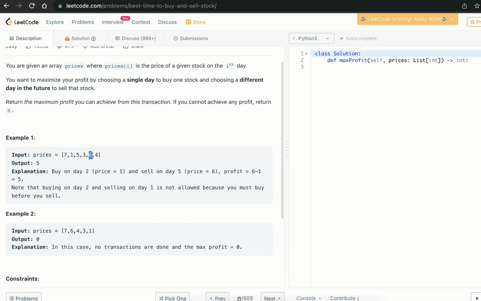to sell it. For example, day 2 is the best day to buy the stock, and day 5 is to sell it. We will get a profit of 4.5, so we need to print the profit.